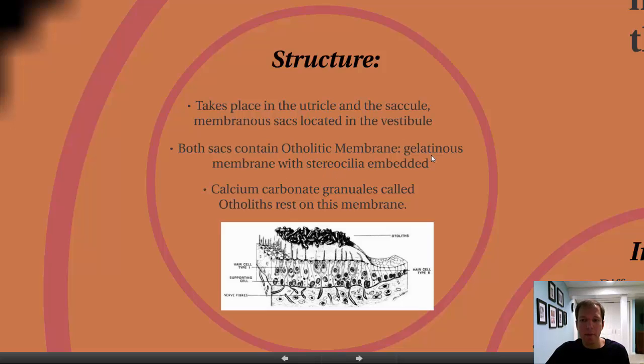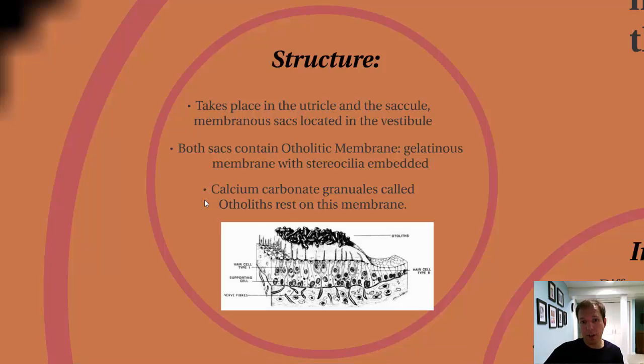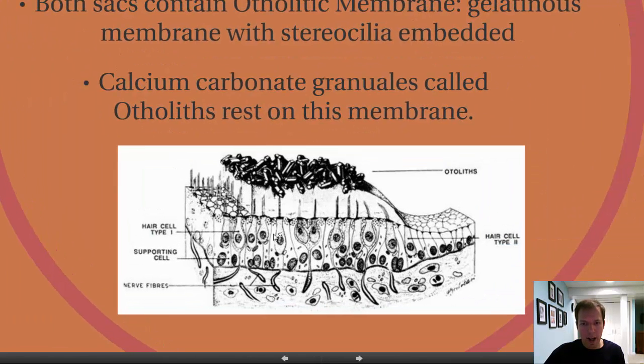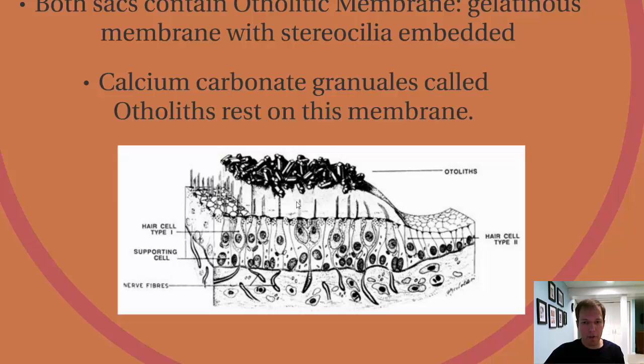And they contain a gelatinous membrane with stereocilia in it and granules of calcium carbonate. So it has essentially a kind of salt. It's got these little tiny rocks, and those are resting on top of the membrane. You've got this goo that has the stereocilia sticking out of the top of it. At the base of the stereocilia, again, are those hair cells that are able to perceive if the stereocilia bend.